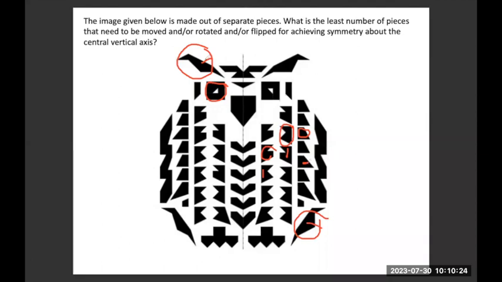So what it means is only these 9 pieces are either moved or rotated. There is no flipping as such. I see there is no flipping, might be at 1 or 2 places, but not more. So besides these 9 pieces, there is nothing else which needs to be moved. So 9 is the correct answer.